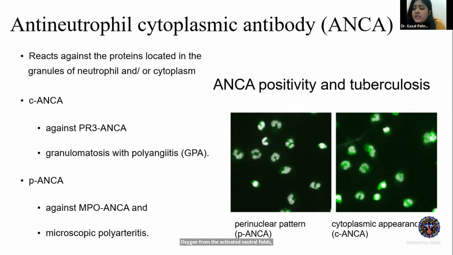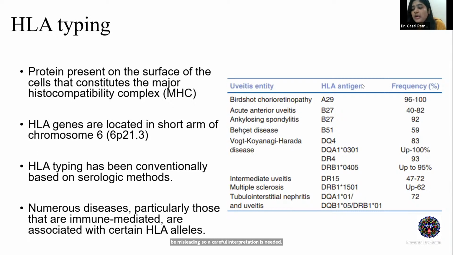This interacts with the phenol glycolipids of the cell wall and releases lysosomal enzymes. So these lysosomal enzymes could have autoantibodies against the granular components, and that can be misleading. So a careful interpretation is needed, especially in TB endemic conditions.